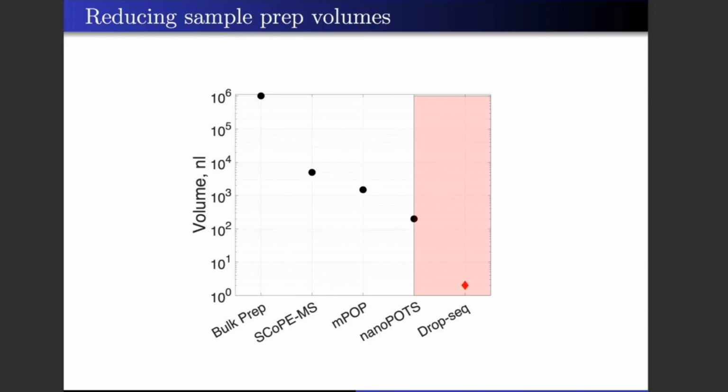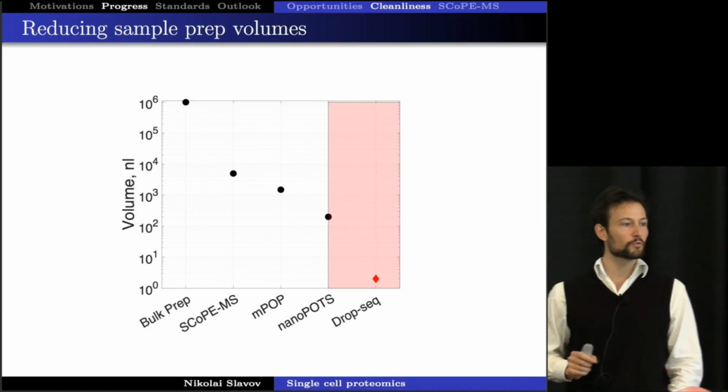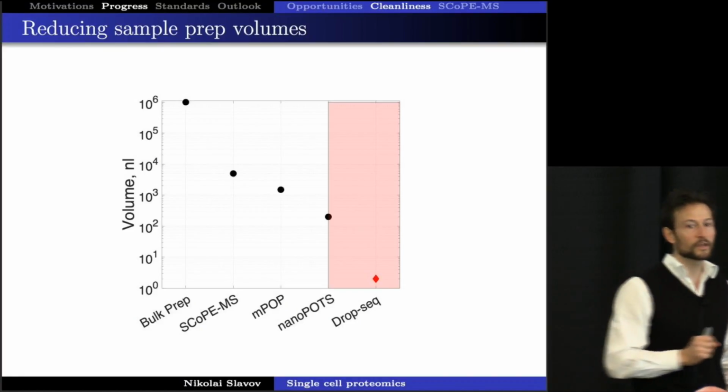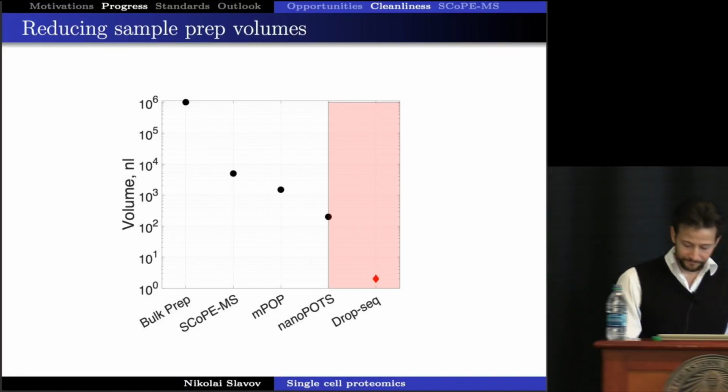And the more we go down, the fewer losses we're going to have, and the more economic our sample prep is going to get, because whatever volume we add of whatever reagents we need, that will be less, it will be cheaper.